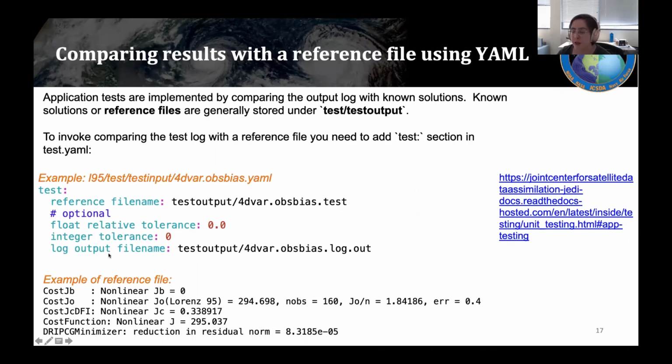Also, this log output file name: if you want to save the test output that you have for debugging purposes, or if you want to update the reference file, you can add this log output file name there and give it a name. With that, it will save the test output for you. Again, I put a link to the Read the Docs document that we have, so you can refer to that for more details.